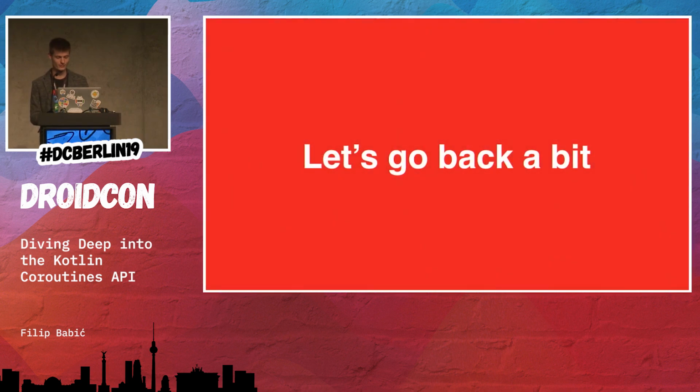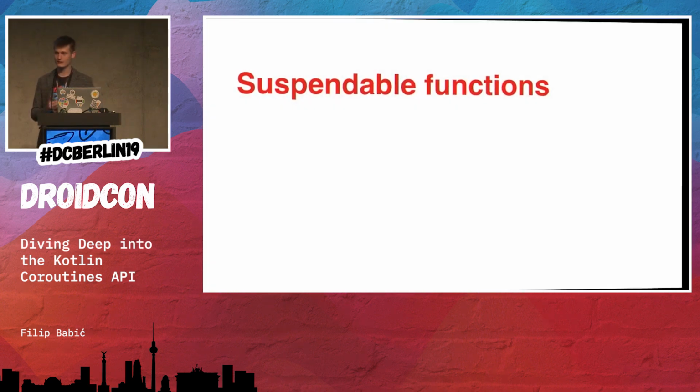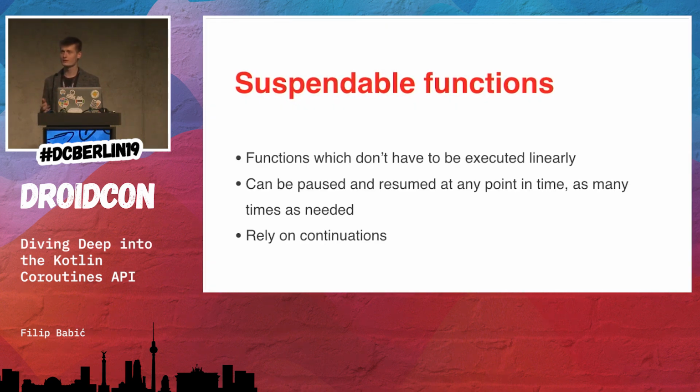But let's go back a bit and talk about suspendable functions, the core part of coroutines and what makes coroutines special compared to some other asynchronous mechanisms. They are pretty much regular functions with some low-level system support. They don't have to be executed in a linear way. For example, if you run a blocking request in Android using Retrofit, it has to be fully executed before you can return to the rest of the code, right? With suspension functions, or suspendable functions, you don't really have to do that.